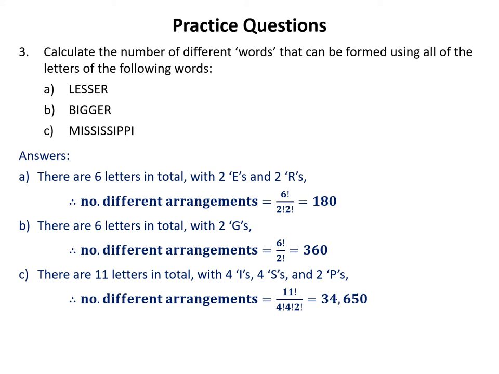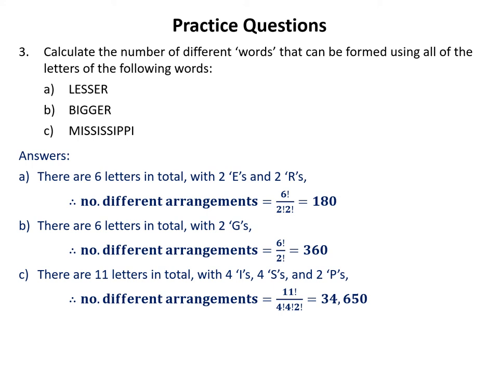So for A, we have the word lesser. There are six letters in total with two E's and two R's. So the number of arrangements is 6 factorial over 2 factorial, 2 factorial, which equals 180.